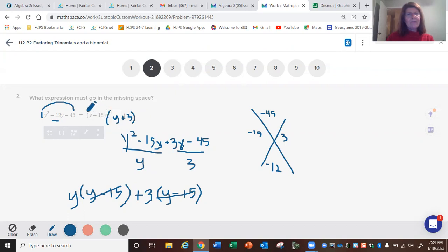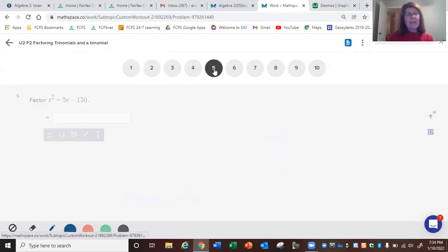Notice if you were to FOIL that, y times y is y squared. Then I've got plus 3 minus 15 is negative 12, and negative 15 times 3 is negative 45. And you're going to do the same for the rest. All of these are the same. You're just factoring them.